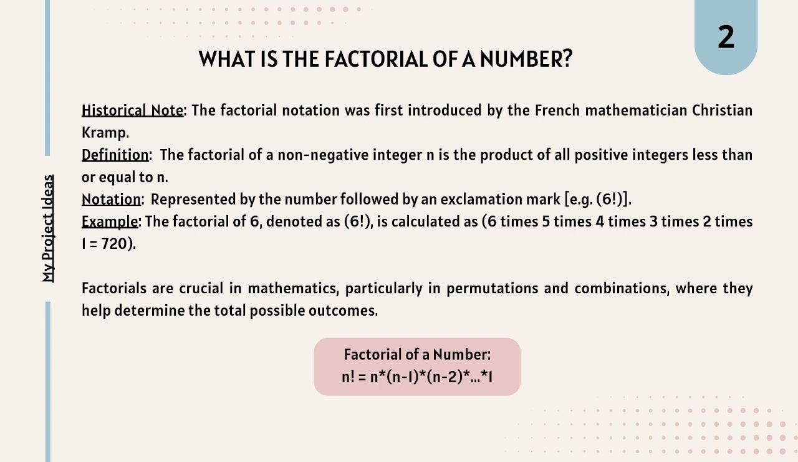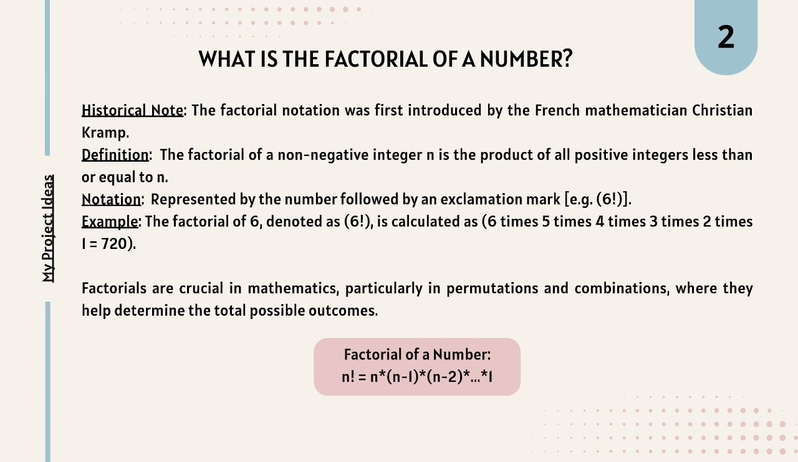So if you say, what is the factorial of 5? How do you find out? 5 into 4 into 3 into 2 into 1. How do you write the factorial of a number, or what is the notation of it? It is represented by the number followed by an exclamation mark, like 6 factorial, that is 6 and exclamation mark. Example: the factorial of 6, denoted as 6 factorial, is calculated as 6 into 5 into 4 into 3 into 2 into 1, that is 720.